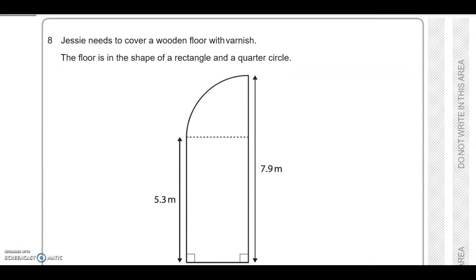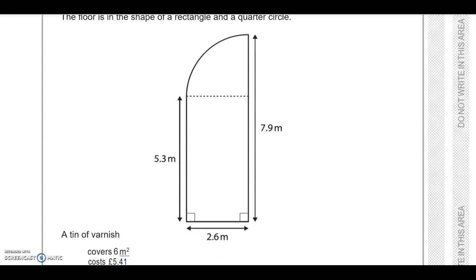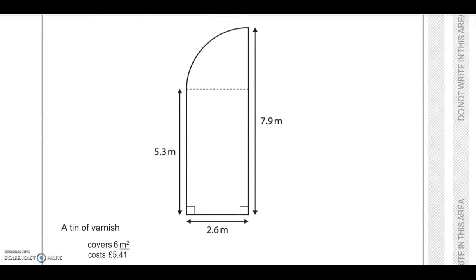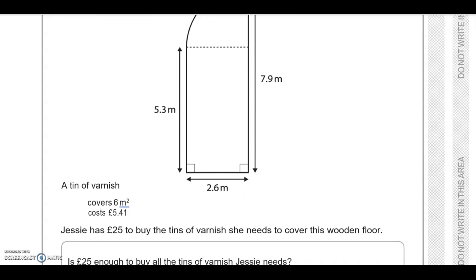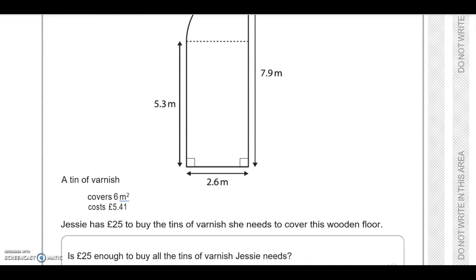Jessie needs to cover a wooden floor with varnish. The floor is in the shape of a rectangle and a quarter circle. A tin of varnish covers 6 square meters and costs £5.41. Jessie has £25 to buy the tins of varnish she needs to cover this wooden floor. Is £25 enough to buy all the tins of varnish Jessie needs?